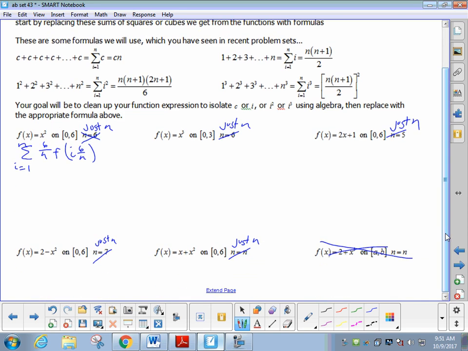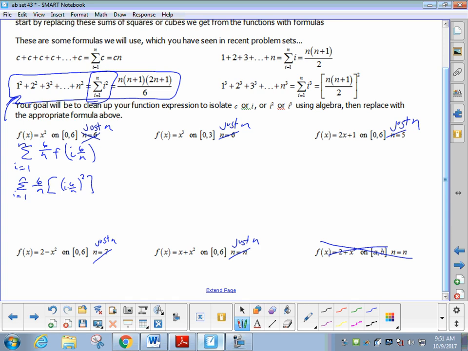Before, in the step we just did, we replaced the function with what the function is. The function is to square whatever you put in. And what I'm putting in every time is some multiple of 6 over n. The goal, as I said, is to strip away the complicated stuff and get it down to the sum of squares or cubes. This one's squares because the function is squared. So I'm going to try and isolate just that.